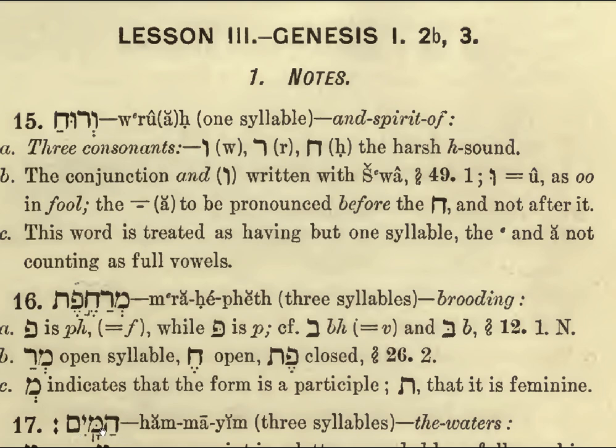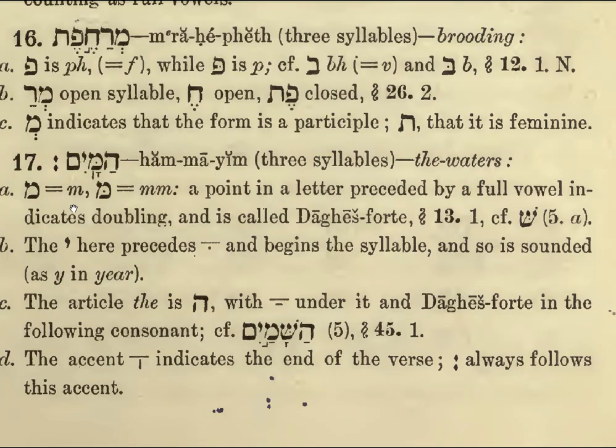Ham mayim. Three syllables. The waters. So m without the dot, m with a dot is mm. So it indicates a doubling of the letter when it's here, after a consonant and preceded by a full vowel. So ham, ma, yim. The first syllable, ham, is closed. The next is ma, open, and then yim, closed again. Y here comes before the e and so begins the syllable and is sounded as in year. Because this is the end of a syllable here. Ma yim.